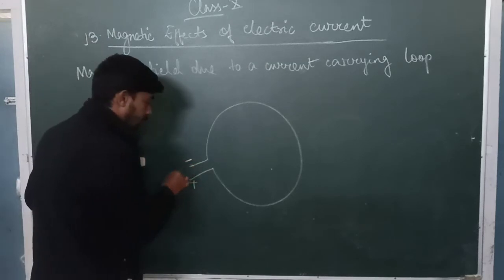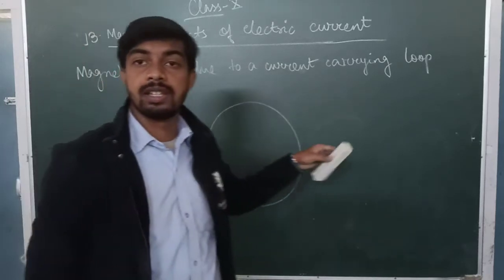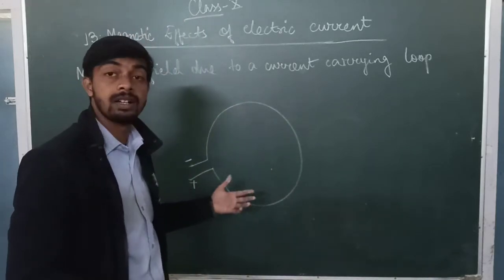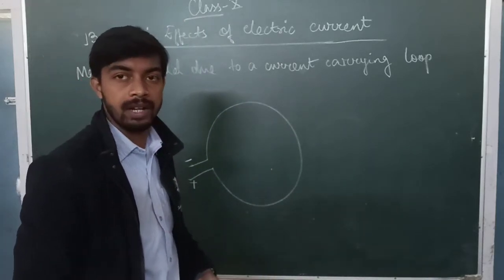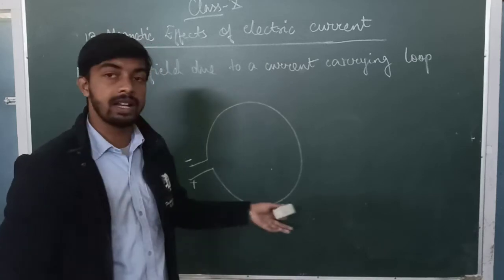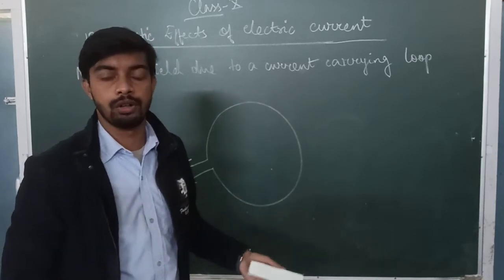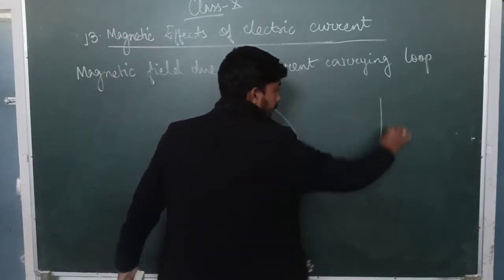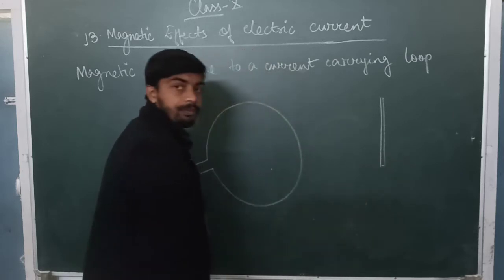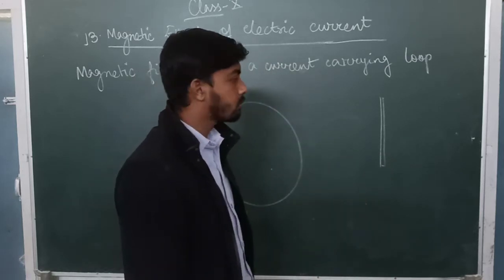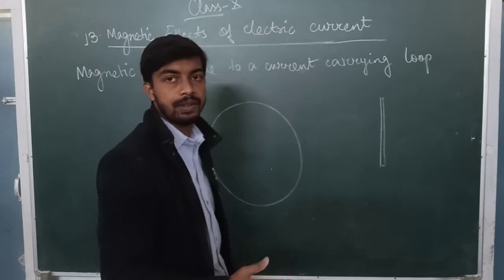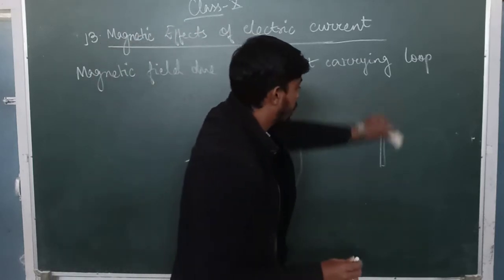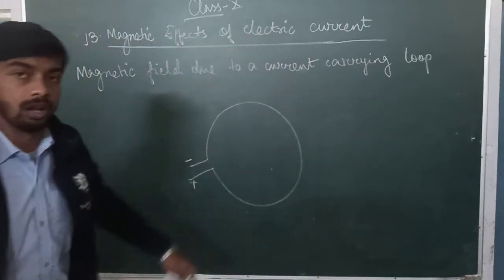Now, since the coil is a conductor, it will get some magnetic field induced. The magnetic field will be induced at each and every point of the wire. Till now we have learned about the magnetic field in a straight conductor. When the conductor was straight, we saw how the magnetic field lines are related to it. So now let us look at a coil.